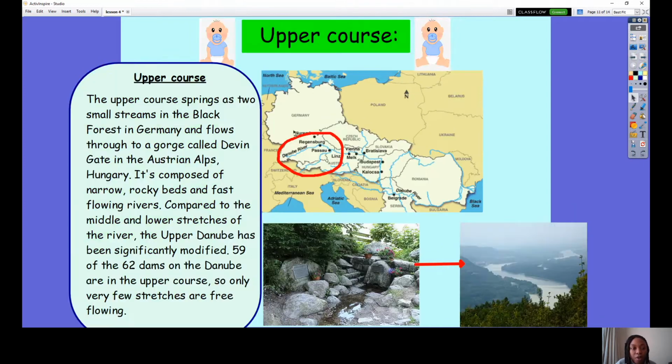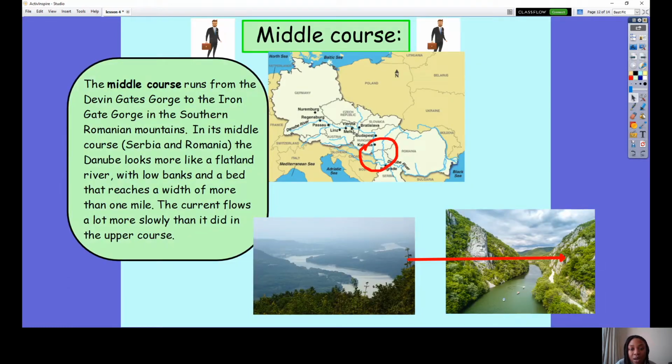So if you go back to the upper course, we can see the upper course is here. And the middle course, you can see, has now traveled quite far along to the Romanian mountains. Now, in its middle course, which is in Serbia and Romania, the Danube looks more like a flatland river with low banks and a bed that reaches a width of more than 1 mile. So you probably can't see, but this river is very wide now. It expands in its middle course. It gets a lot wider and the current starts to flow more slowly. And this is one, because it has more space to travel, but also because the banks are lower.